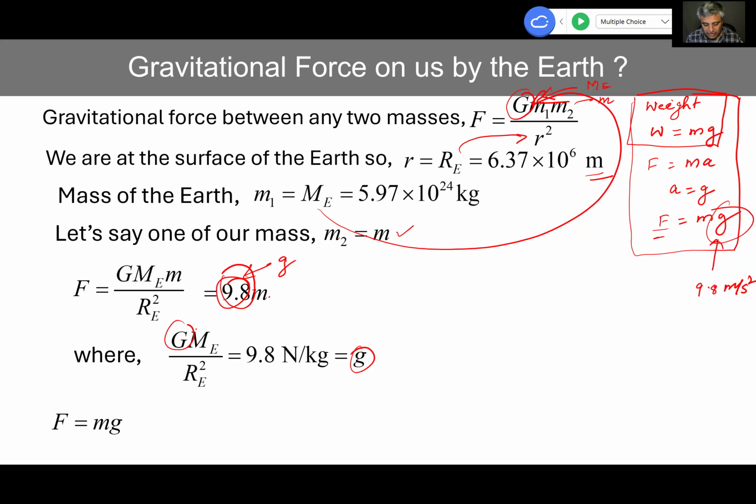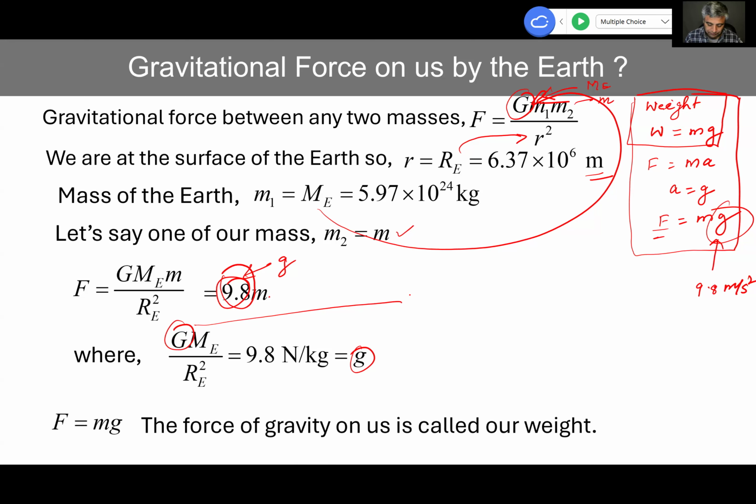So uppercase G is a fixed constant number, and it is true no matter where you go. But this lowercase g, for example, depends on how far we are from the center of the Earth or any other planet. Okay, so lowercase g is distance dependent, but uppercase G is kind of universal.